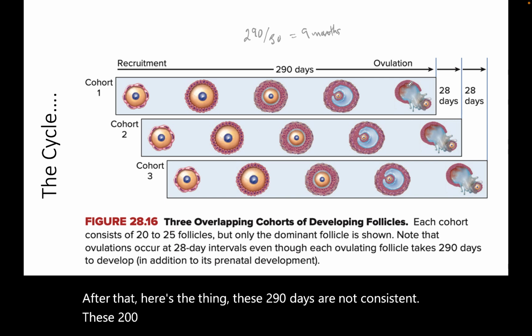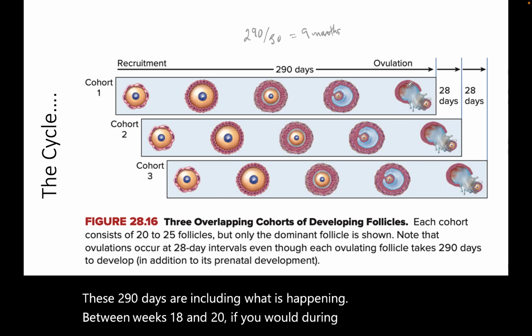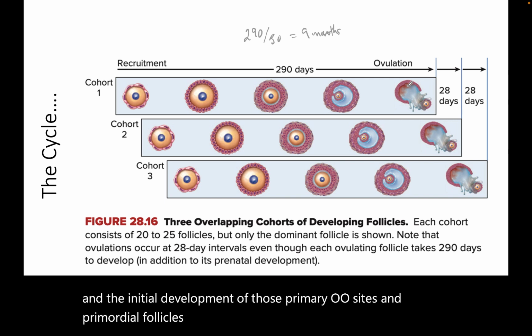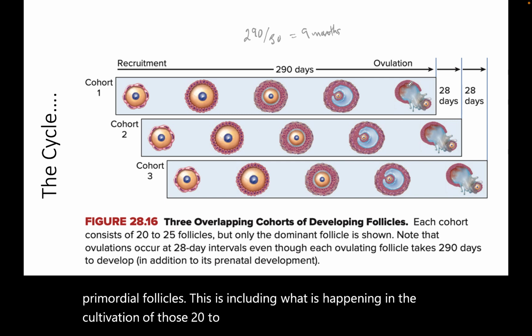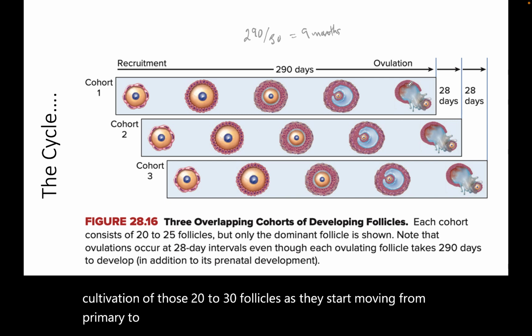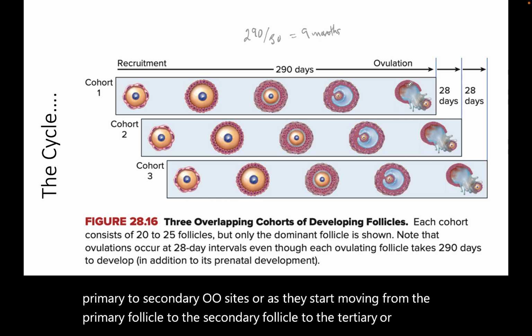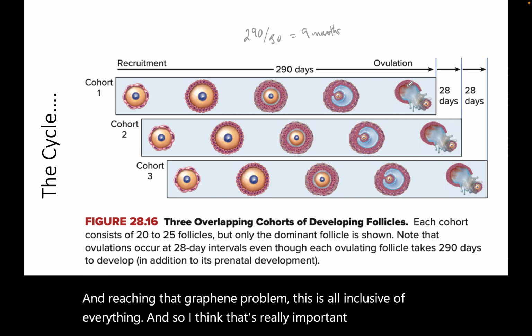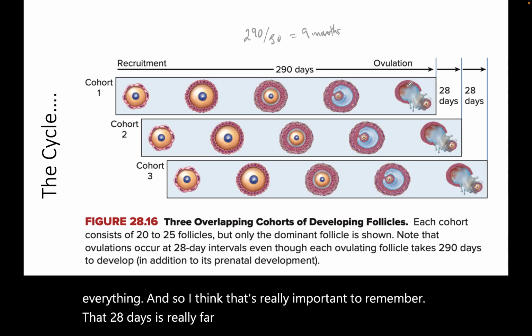These 290 days include what is happening between weeks 18 and 20 during fetal development, and the initial development of those primary oocytes and primordial follicles. This includes what is happening in the cultivation of those 20 to 30 follicles as they start moving from primary to secondary oocytes, or from the primary follicle to the secondary follicle to the tertiary or antral follicle and reaching that Graafian follicle. This is all inclusive of everything. And so I think it's really important to remember that 28 days is really far-fetched when we look at this.